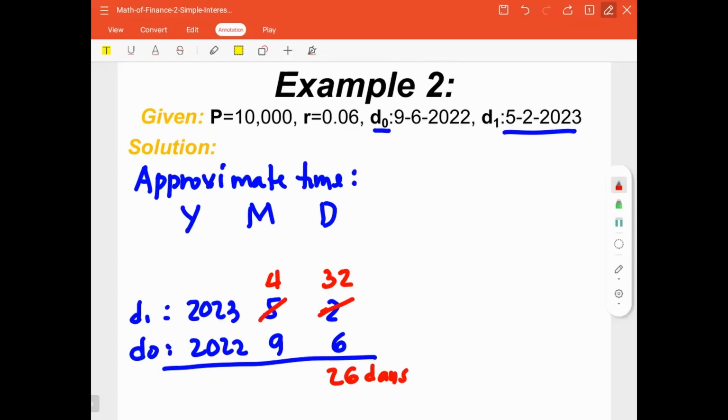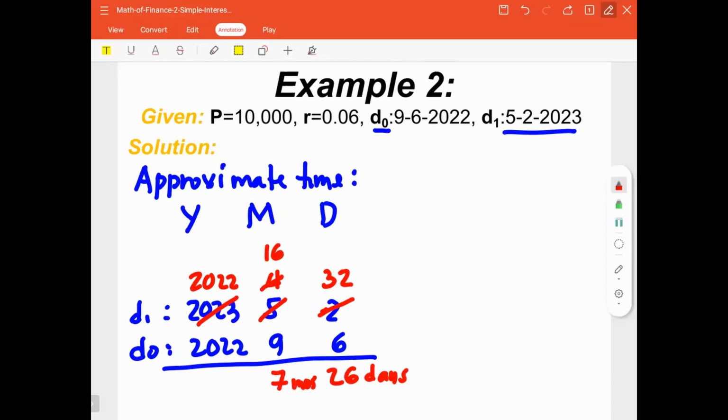So 4 minus 9, well, it cannot be. So again, borrow 1 from here. But take note, this is year. So this now becomes 2022. So 1 year, and how many months do we have in 1 year? We have 12 months. So we add that 12 to this 4. Okay. So 12 plus 4 is 16. So we can now subtract, no? 16 minus 9 is 7 months.